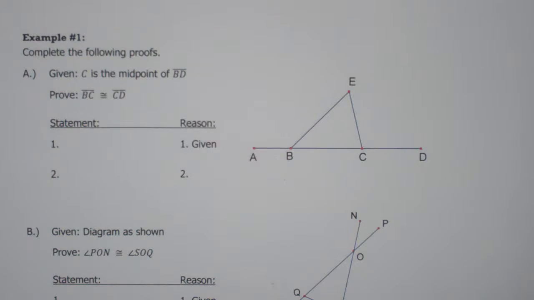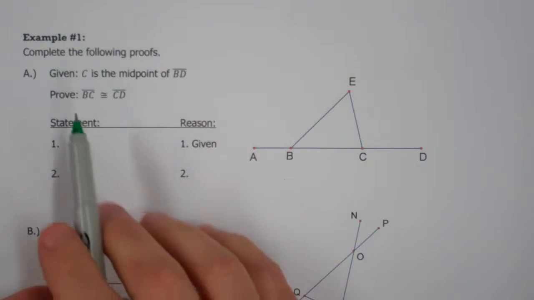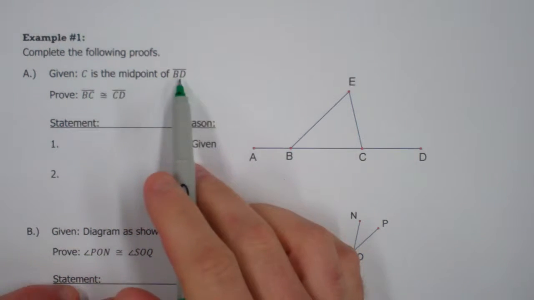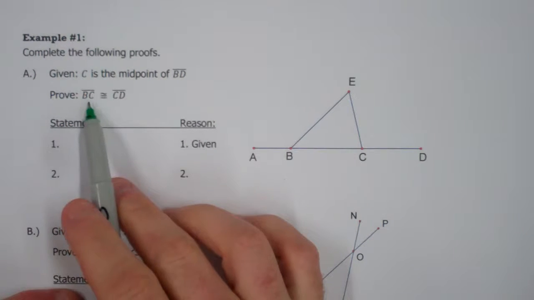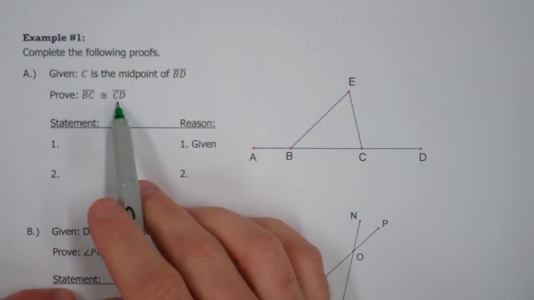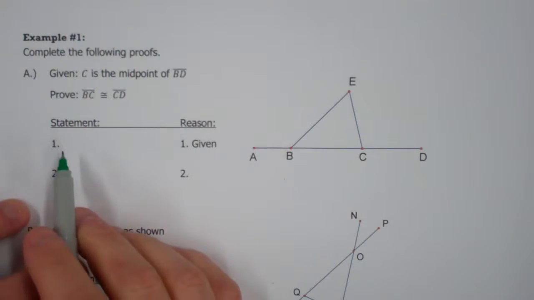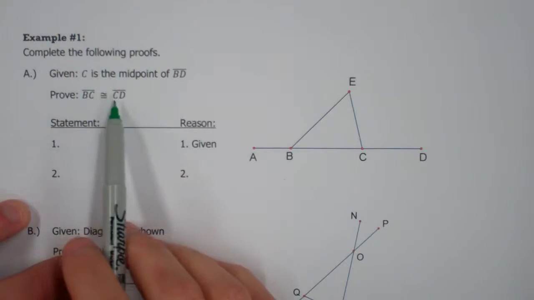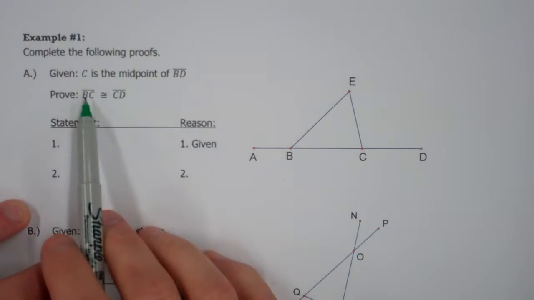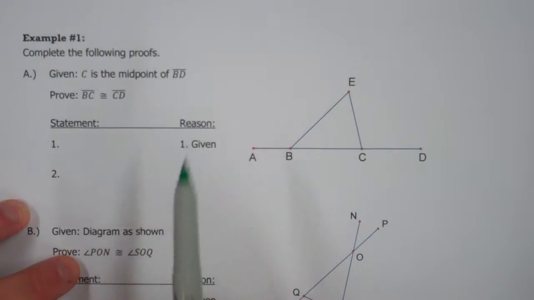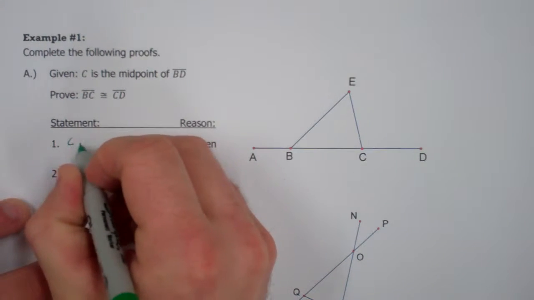In this example, we're going to complete the following proofs. Here in part A, we're given that C is the midpoint of BD. We want to prove that BC is congruent to CD. So when you're proving a statement here, it always goes last, and then the given information will come first. So let's write down that given information.